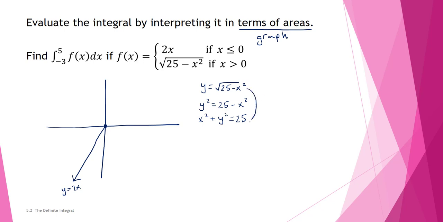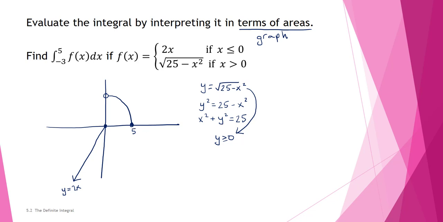However, we also know, because y is equal to the square root of something, that y is greater than or equal to 0. So that's the top half of this circle. And since we're only drawing it from x greater than 0, we're drawing really a quarter of a circle. Okay. And that circle has radius 5.